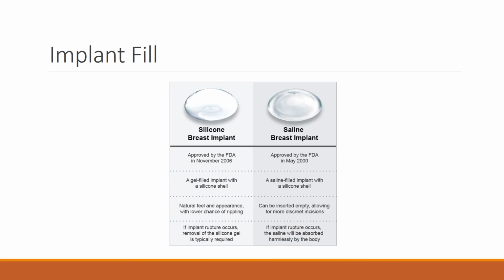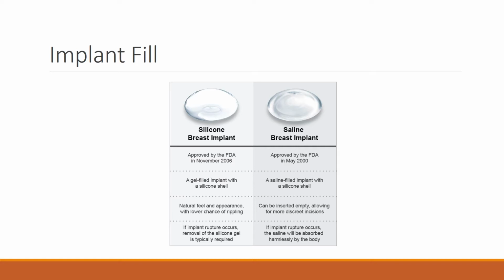Your implant can either be filled with silicone or saline. Silicone implants are filled with a silicone polymer, and your saline implant is filled with salt water. The shell of either implant is a silicone shell. Silicone implants tend to feel and look a little bit more natural. Saline implants are a little bit more firm. Silicone implants have less rippling than saline implants.